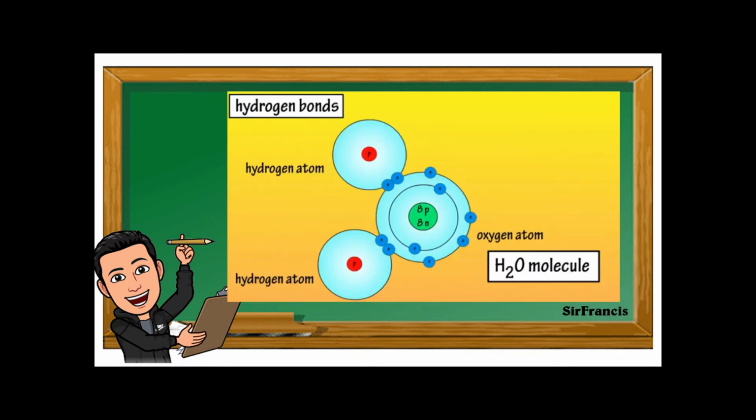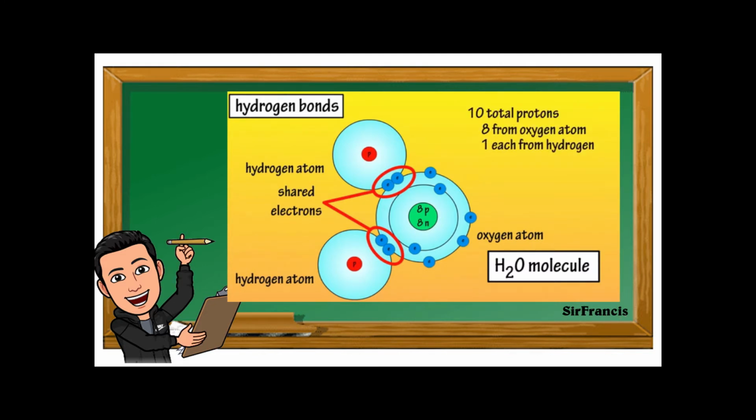If we look at a water molecule, we can see the oxygen atom shares electrons with two different hydrogen atoms. In total, this molecule has 10 protons, 8 from oxygen and 1 each from the hydrogen atoms, and a total of 10 electrons: 2 shared between the oxygen atom and hydrogen atom number 1, 2 shared between the oxygen atom and hydrogen atom number 2, and the other 6 non-shared electrons from the oxygen atom.